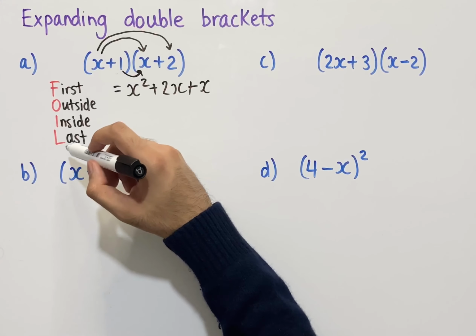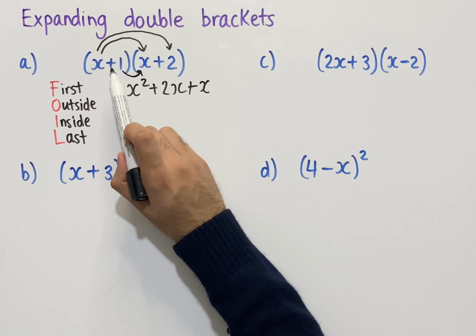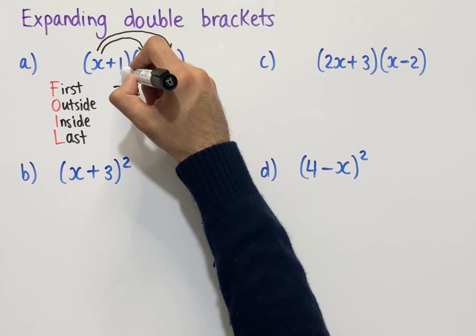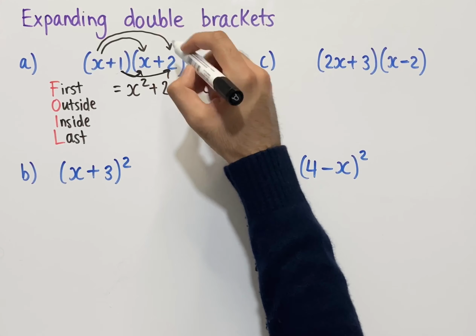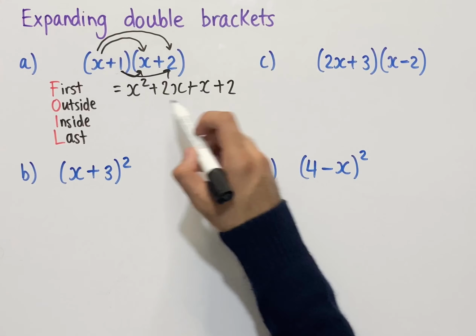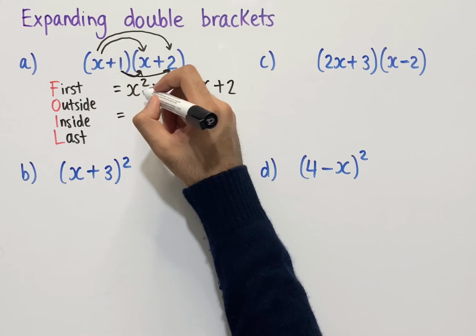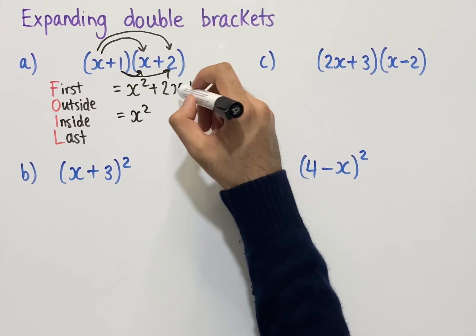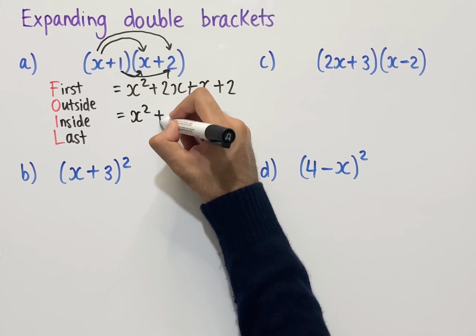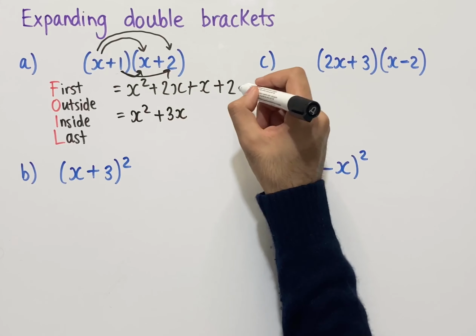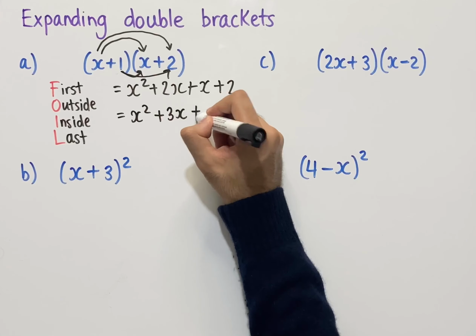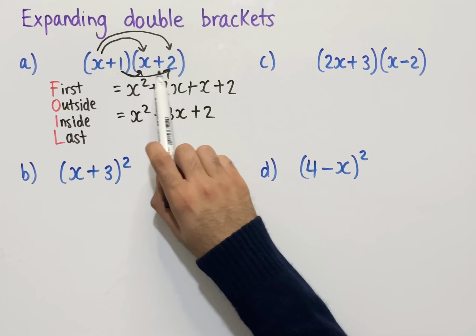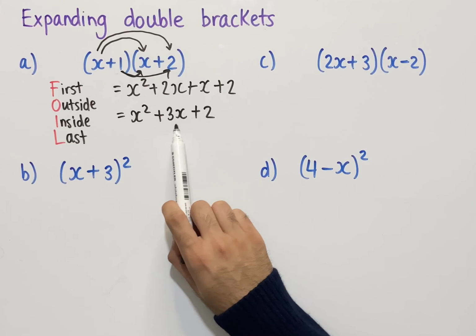And then finally, we multiply the last terms together. The last term in the first bracket is 1. The last term in the second bracket is 2. So we do 1 multiplied by 2, which gives us 2. Now collecting like terms, we end up with x squared, which can't be added to anything else. Then 2x plus x gives us 3x. And the 2 can't be added to anything else, so we have plus 2 on the end. And so expanding x plus 1 and x plus 2, we end up with x squared plus 3x plus 2.